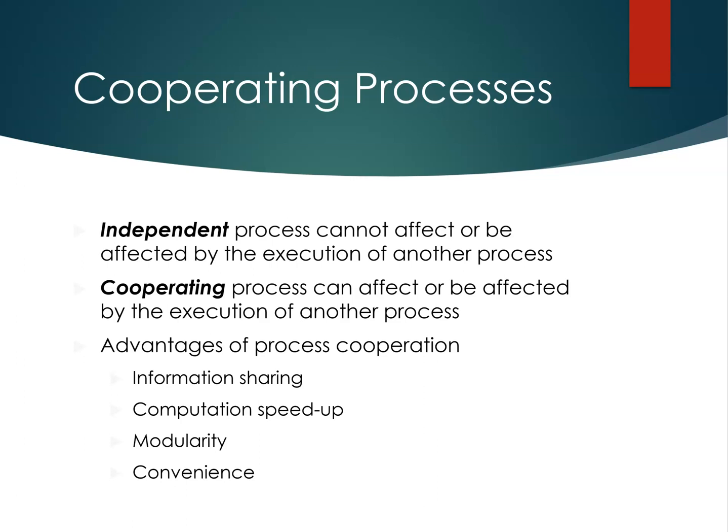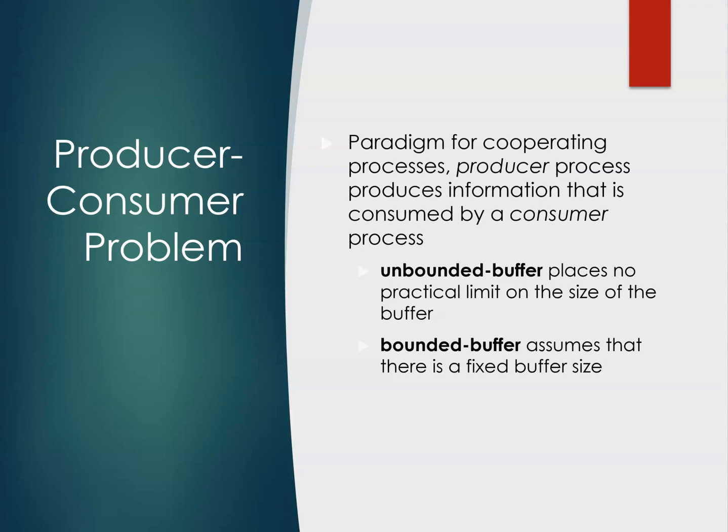So, cooperating processes. Independent processes cannot affect or be affected by the execution of another process. Cooperating processes can affect or be affected by the execution of another. Process cooperation gives the advantages we talked about before. So, one of the ways to think about this is in terms of a producer-consumer problem. It's a paradigm for cooperating processes. The producer process produces information that is consumed by a consumer.